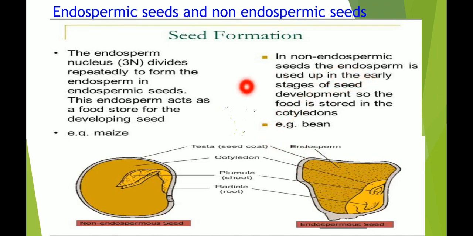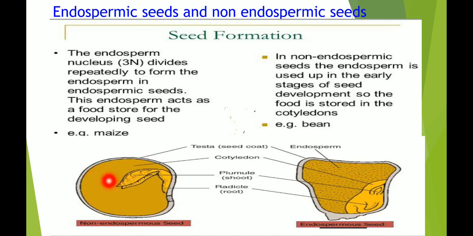Then non-endospermic seeds. Non-endospermic seeds means that endosperm is absent. So why is it absent actually? Because in the early development stage, the endosperm is completely used up by the embryo. Then something should be there to provide food to the developing embryo, and that is the cotyledons. So the cotyledon is there which provides nourishment to the developing embryo.